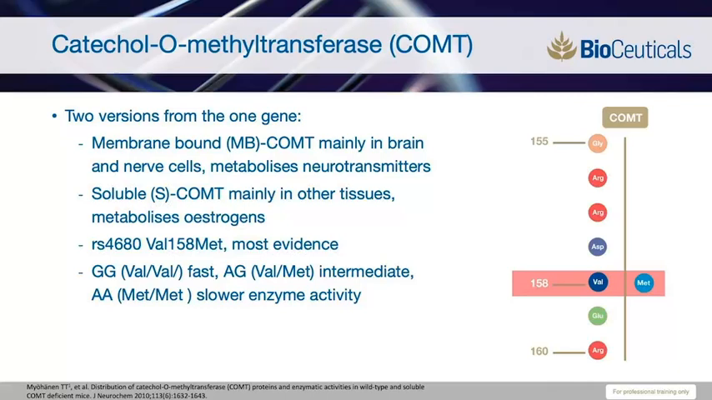The GG, which is the Val-Val, is known as the faster COMT. The AG is the Val-MET. This is your heterozygous. And then we have the MET-MET. This is the slower one. So you need to think about that in relation to your patient. I'm not going to talk about the neurotransmitter side of things today. We'll just focus on the estrogens.